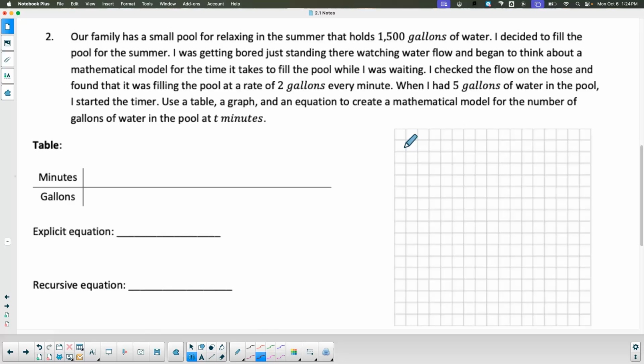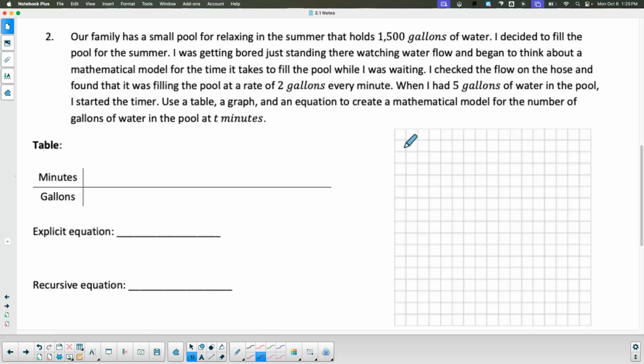Now, our family has a small pool for relaxing in the summer that holds 1,500 gallons of water. I decided to fill the pool for the summer. I was getting bored just standing there watching water flow, and I began to think about a mathematical model, because when you're filling a pool, that's all you think. You just think straight math. For the time that it takes the pool to fill while I was waiting, I checked the flow of the hose and found that the pool was filling at a rate of 2 gallons every minute. When I had 5 gallons of water in the pool, I started the timer.